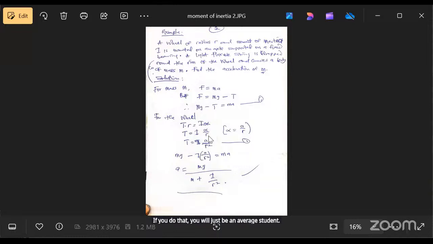A brilliant student will go back and find out that we have said force is equal to MA. How is it so? What is force? What is mass? What is acceleration? Your lecturer says that the tension on a wheel is related to moment of inertia by equation number 2. How is it so? You go and read, and when you read, you come out with the formula, and when you are in the exam, you don't need to cram. You remember what you have read.